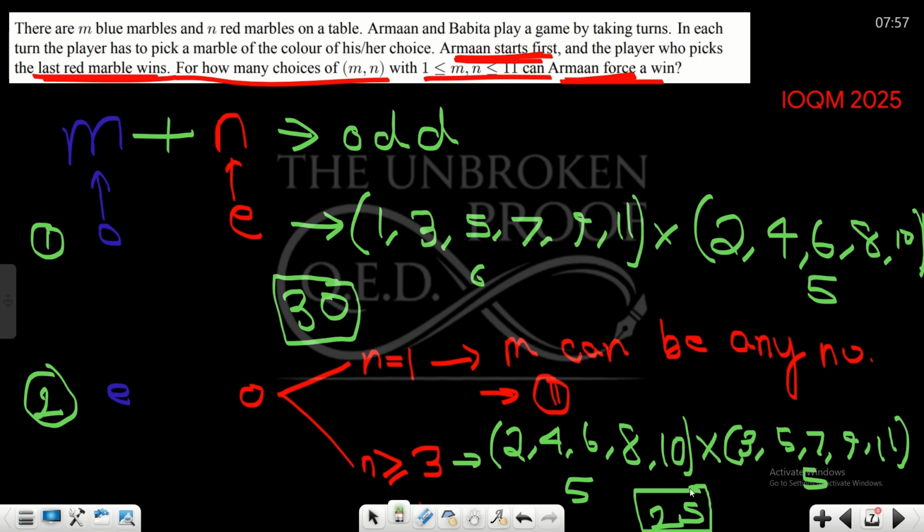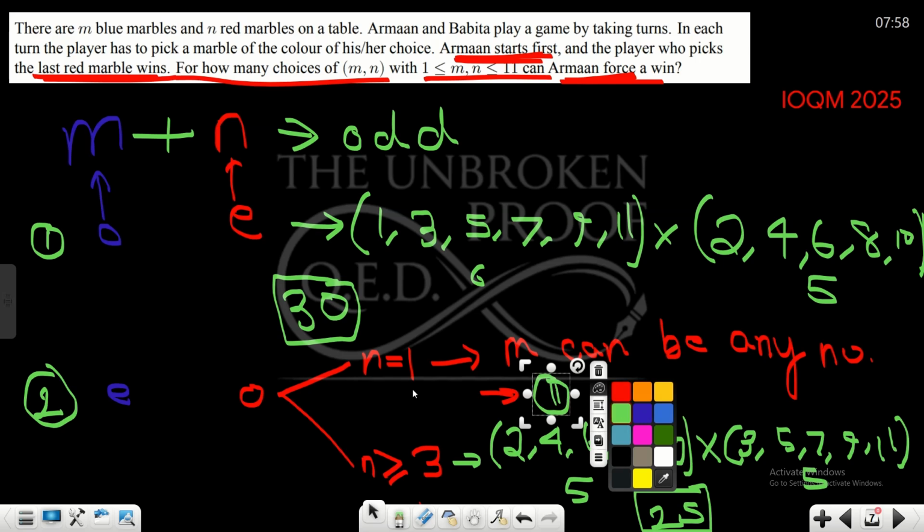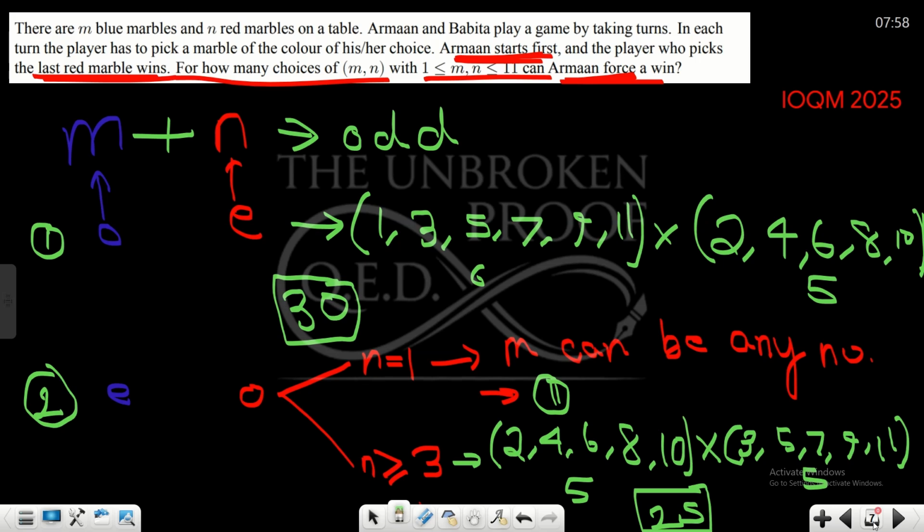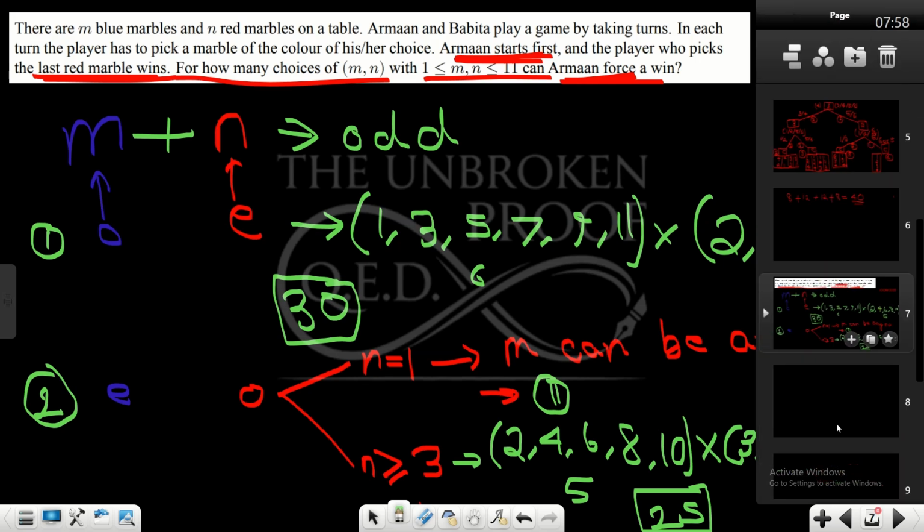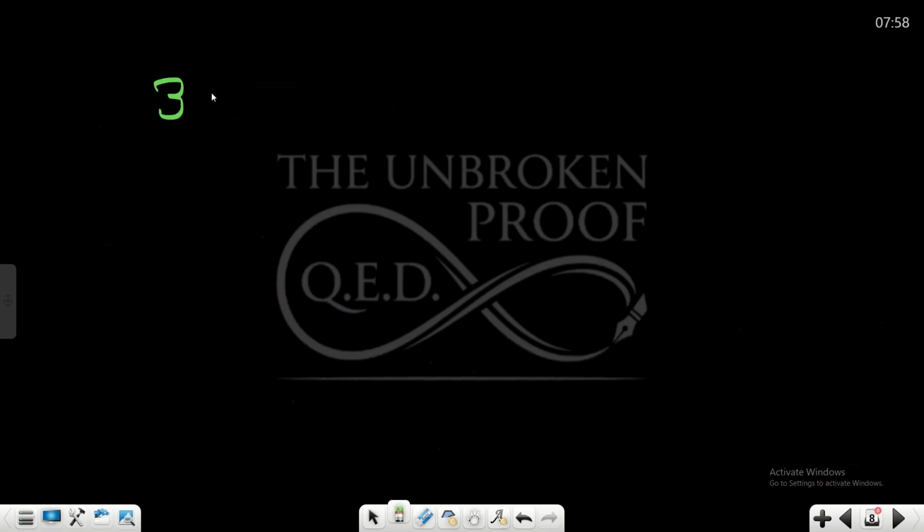So finally we get to know that in the first case we have 30 choices, and in the second case we have 25 choices, whereas in this case where N is equal to 1, a special case, we have 11 choices. Okay, so the final answer for this question is 30 plus 11 plus 25, which should be equal to 66.